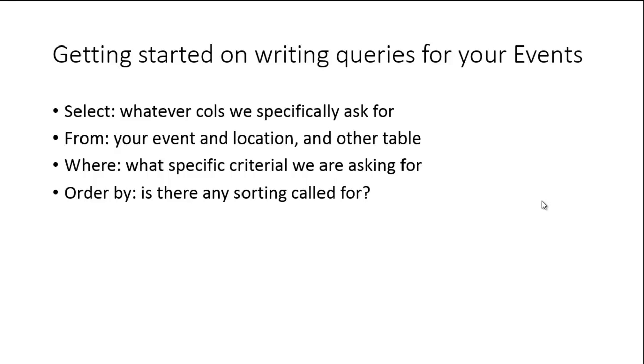These things are called clauses. We have a select clause, a from, a where, and an order by clause. So select whatever columns we ask you for from whatever tables those columns are in. Where, if we ask you for any particular conditions, only the ones with a particular ID or something like that, that's what goes in the where. And then order by if we have any sorting that we've called for.